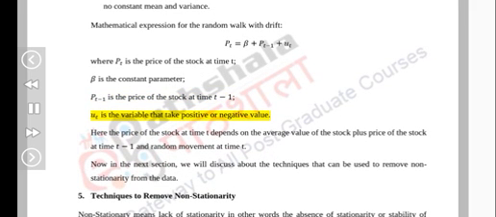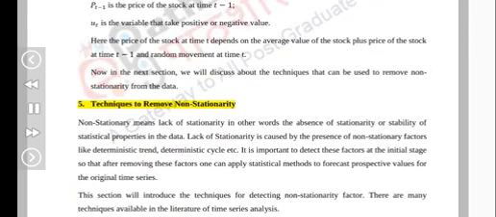UT is the variable that takes positive or negative value. Here the price of the stock at time t depends on the average value of the stock plus price of the stock at time t minus 1 and random movement at time t. Now in the next section, we will discuss the techniques that can be used to remove non-stationarity from the data. 5. Techniques to remove non-stationarity.